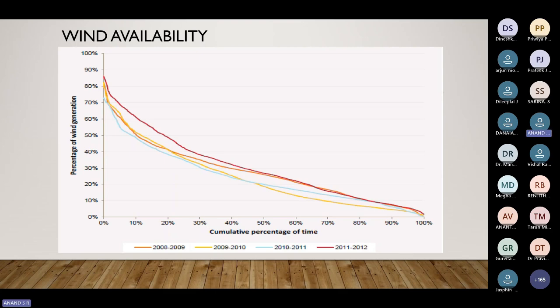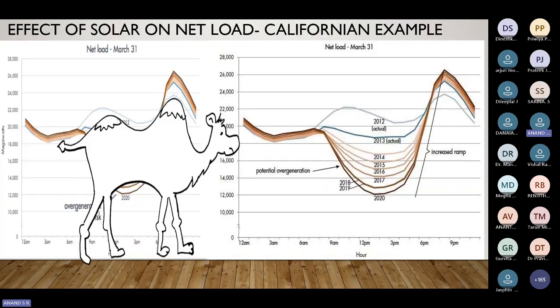Now, coming to the winds again, this is the actual graph taken for 4 years, slightly older data, but the pattern remains the same. We have maximum capacity, percentage of wind generation. If you have, say, 100 megawatt availability, then we'll be getting about 80 to 85 megawatt for some time, say maybe less than 10% of the time. And if you take 100% of the time, then it could be very low. And if you take 50% of the time, then it could be something around 30%. So this is the way in which the availability from wind can be shown.